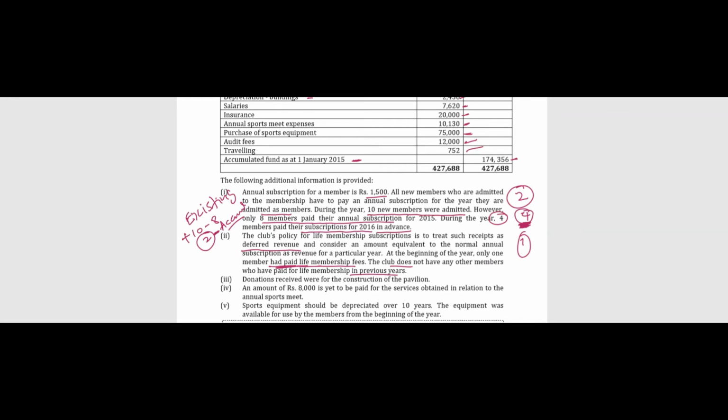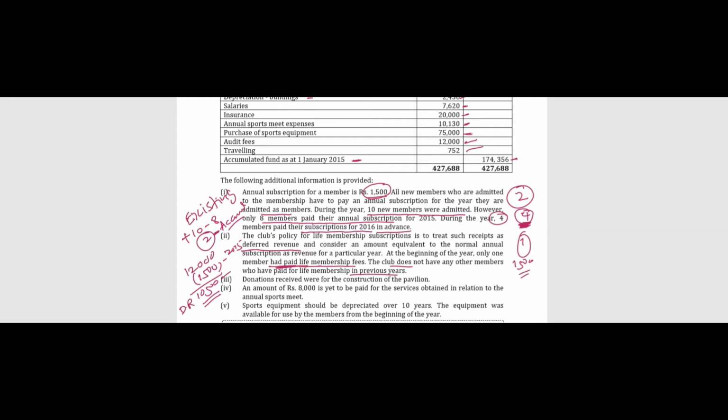So how are you going to defer this amount? This has to be based on the normal annual subscription. Okay, so you need to recognize as revenue the normal amount, which is 1500 every year. Which means out of 12,000, in 2015 you will recognize 1500. The remaining 10,500 has to be deferred. This is deferred revenue. This has to go to the financial position.